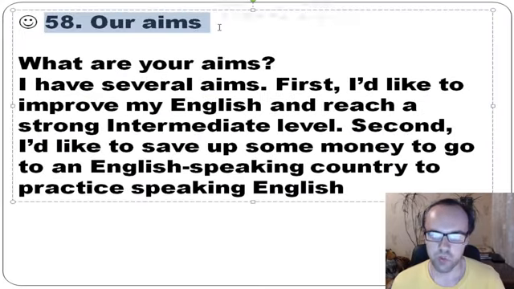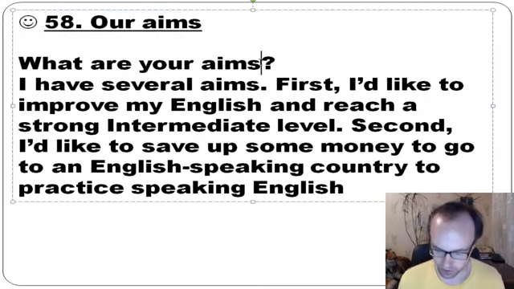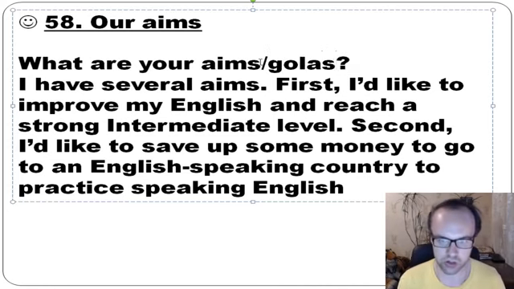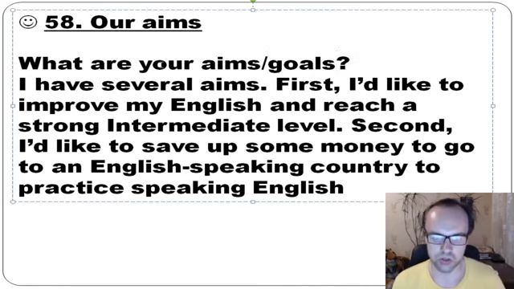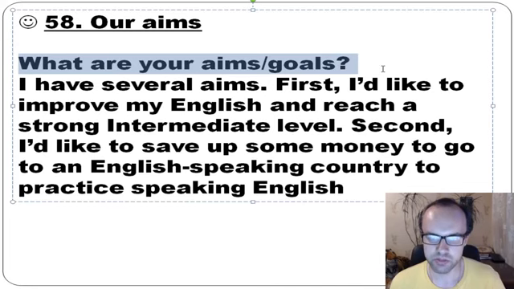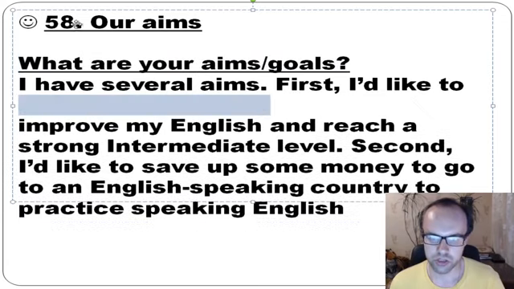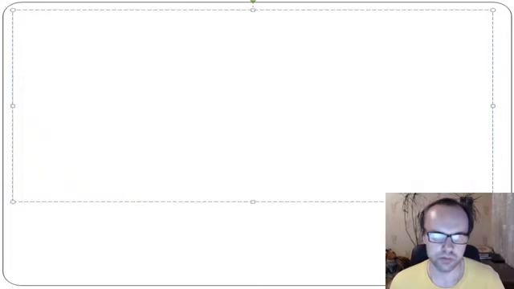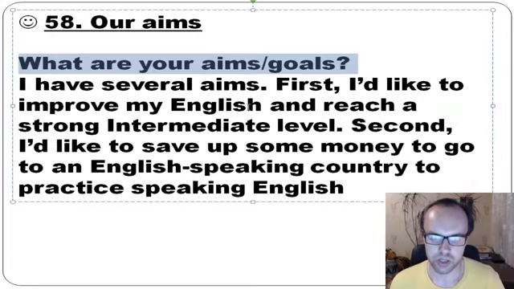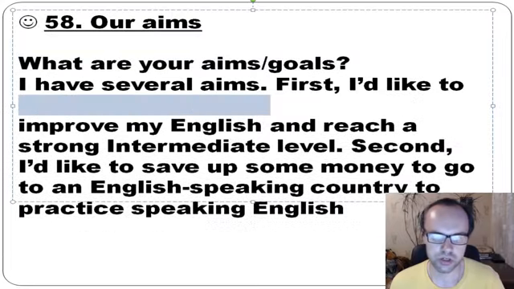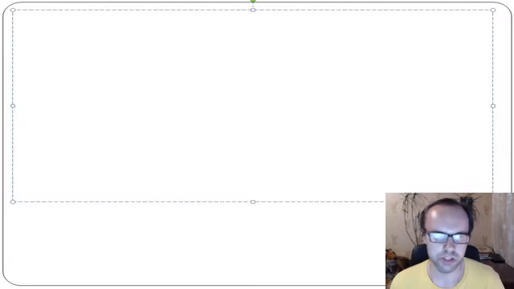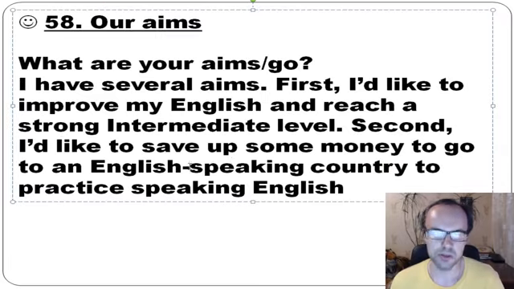Our aims. What are your aims? Or what are your goals? So what do you want to do? I have several aims. First, I'd like to improve my English and reach a strong intermediate level. So good. You say improve my English, and you say reach some level. So I can reach a strong intermediate, upper intermediate level, or advanced level.